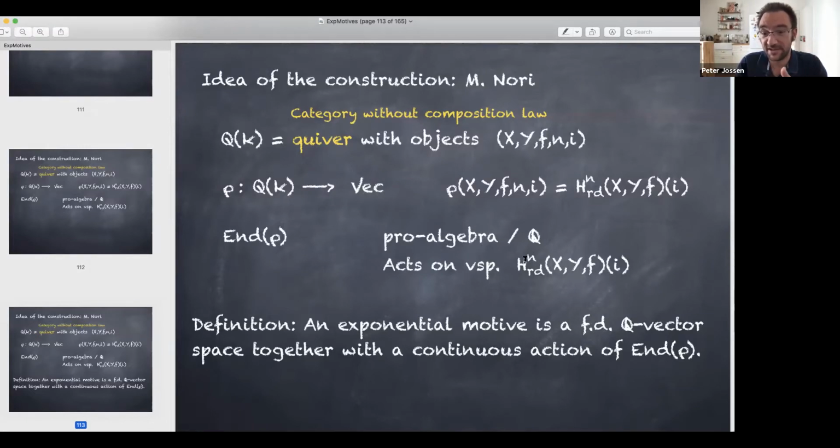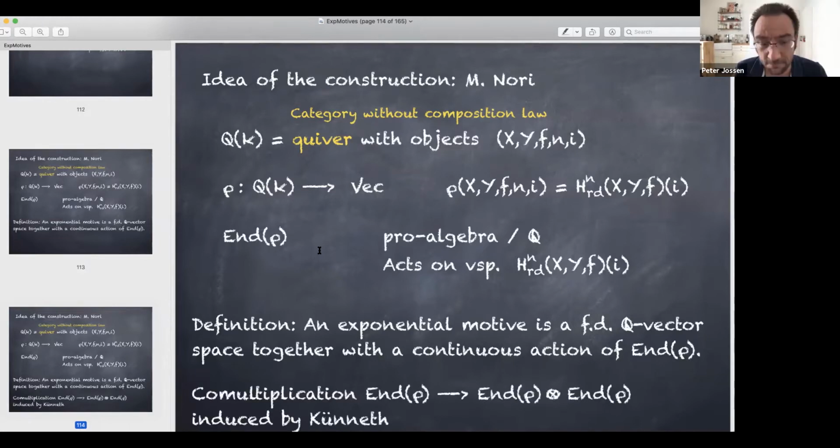So there's this vector space H of X, Y, F, and I, rapid decay, together with the canonical action of the endomorphisms of rho. This is the motive, and I will call it from now on H of X, Y, F, and I. And Nori's theorem is that this construction that we made, you can do this with any quiver and any quiver representation. Out of this, you make an abelian category, and it will have the universal property you want. The non-formal part here is the tensor structure.